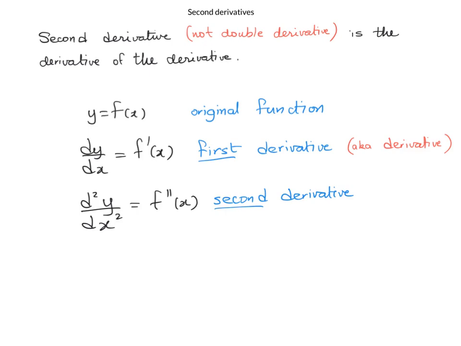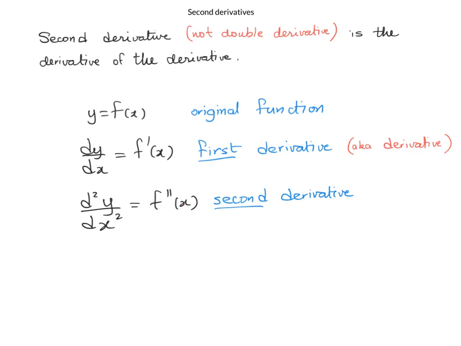So as far as notation is concerned, of course, there are the two types of notation for describing derivatives. So if you have a function, let's say y equals f of x, that'd be the original function, then dy over dx, or f prime of x, is what we called the derivative, but now we're going to call it the first derivative. And then d squared y over dx squared, or f double prime of x, is known as the second derivative.